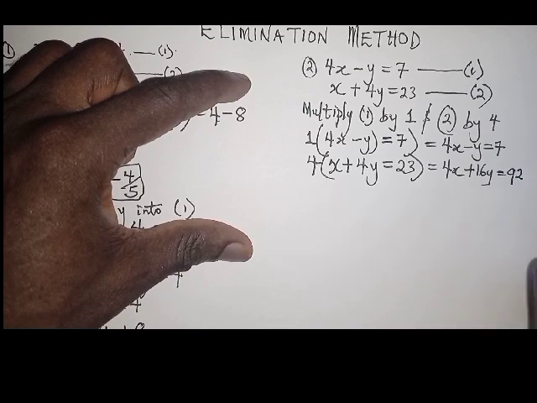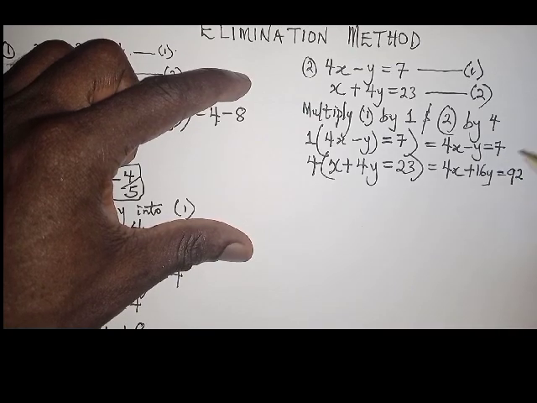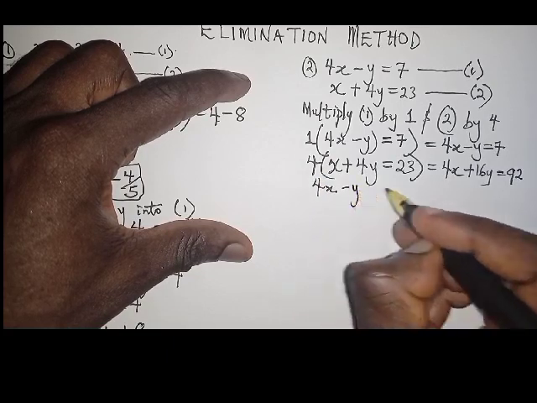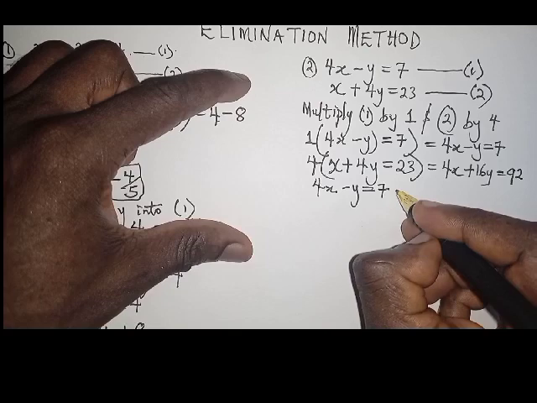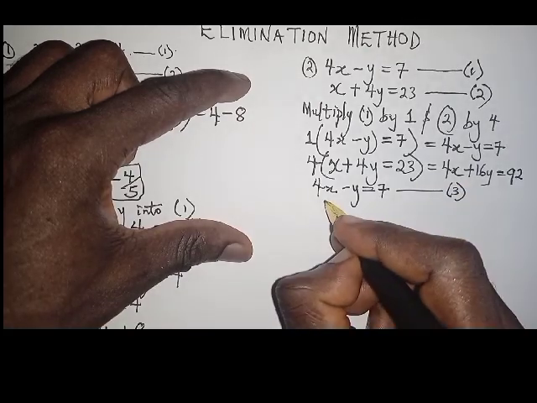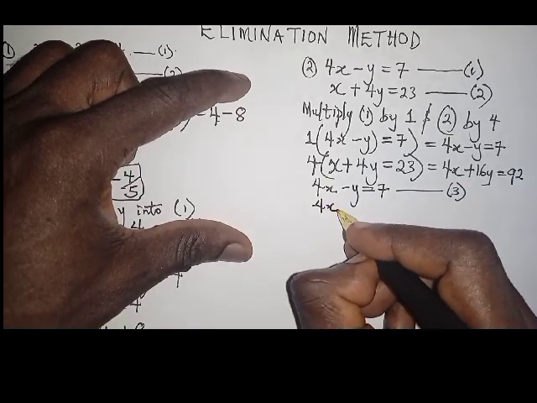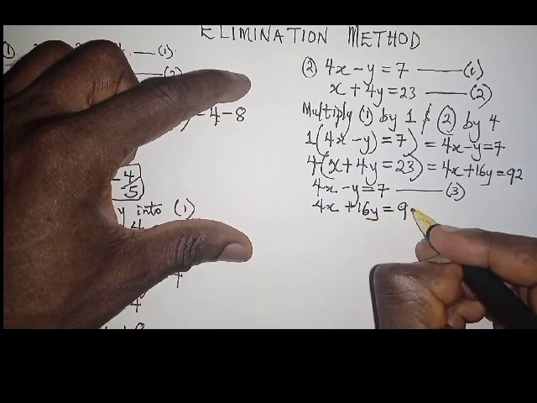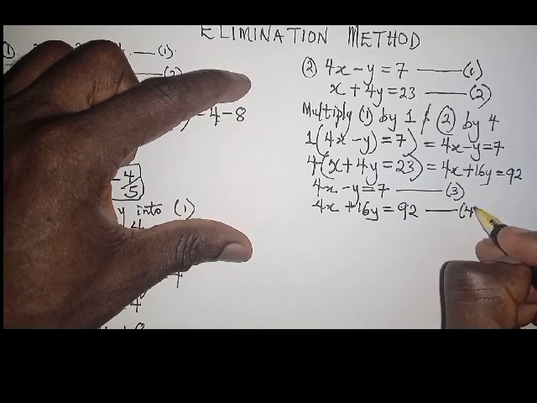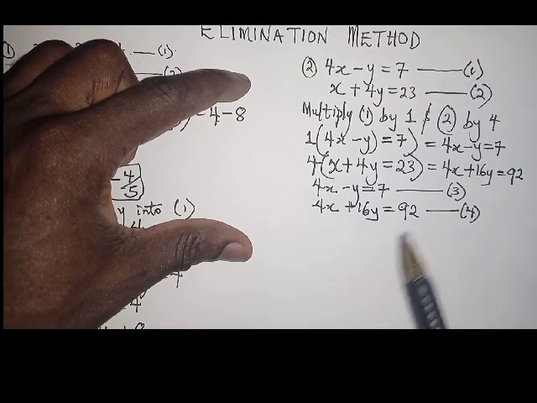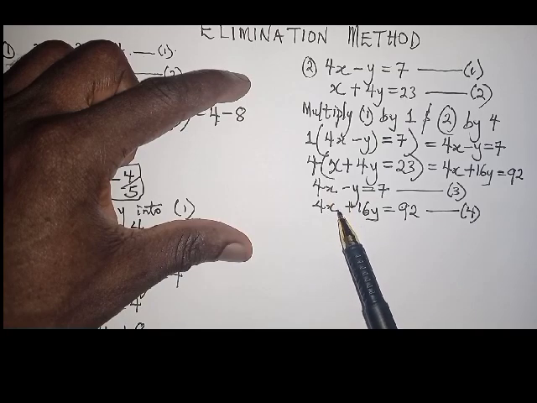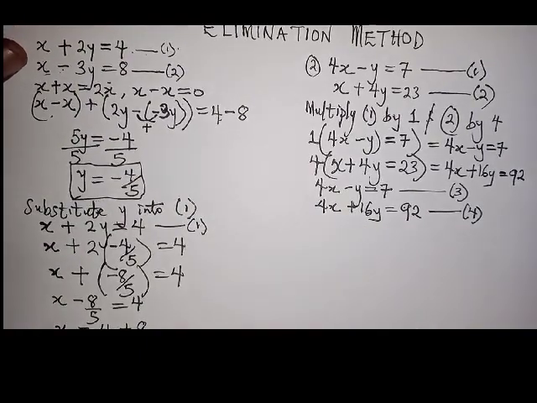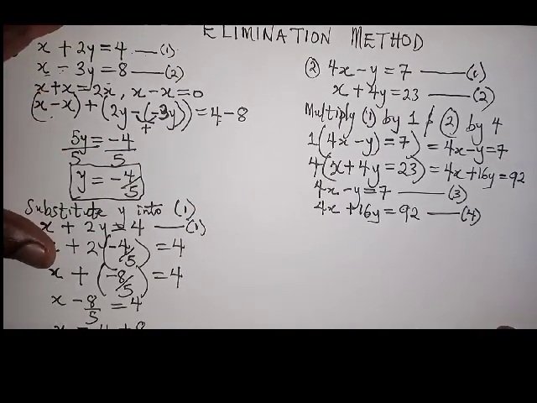Okay, now I have my equations. Let me bring them down here. So this is 4x minus y equals 7. I can decide to call this equation 3. Then 4x plus 16y equals 92. I can decide to call this equation 4. Now, I have the coefficient of x equal in both equation 3 and equation 4. So now I can eliminate x.